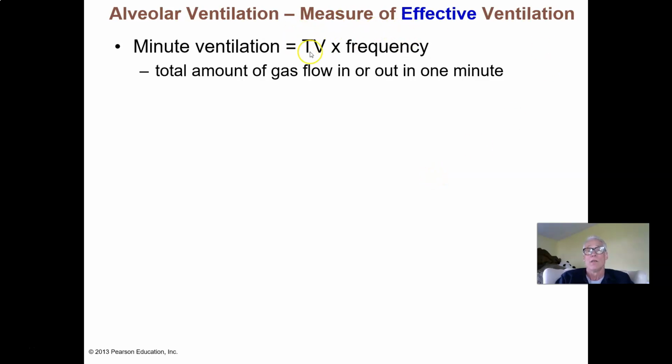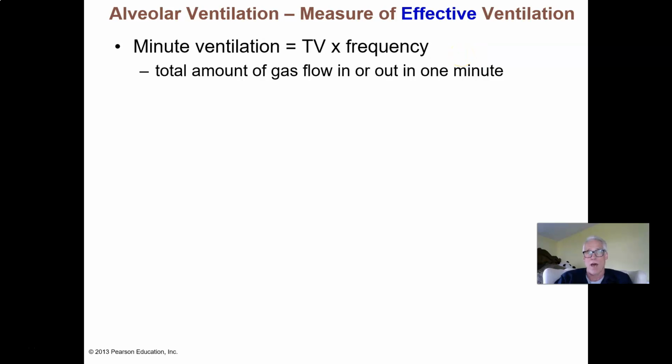We can quantify the ventilation of the pulmonary system in the simplest terms by multiplying the tidal volume, the amount of volume that's being inspired and expired at rest, times the frequency. How many breaths per minute are we producing or undertaking, and how much volume is in each breath? Multiply them together, now we have the liters per minute of ventilation.